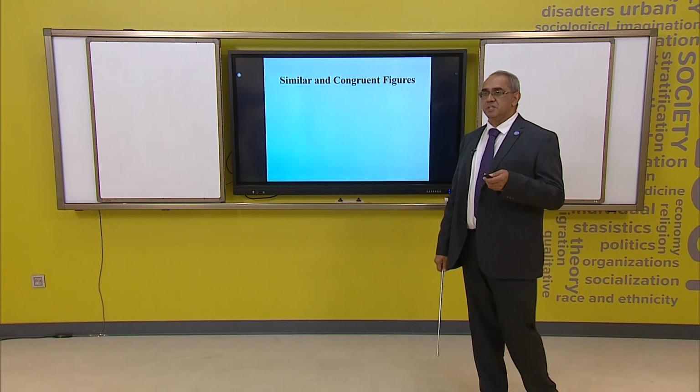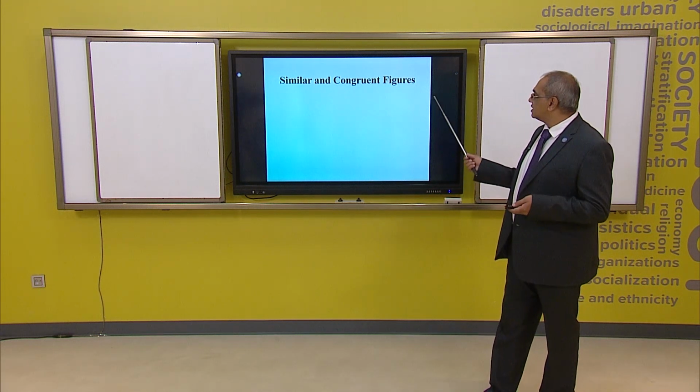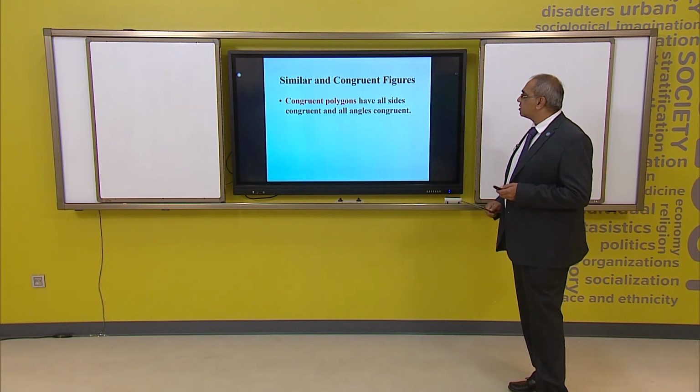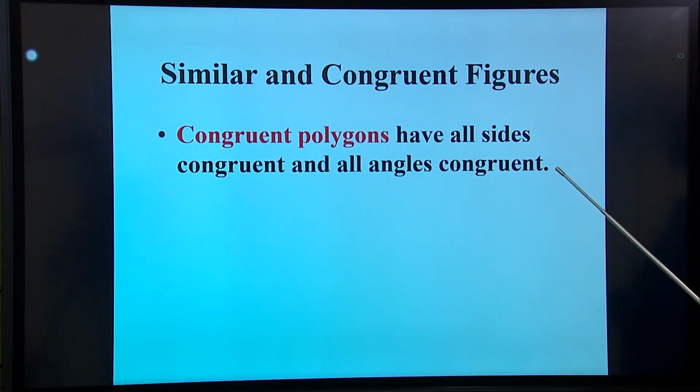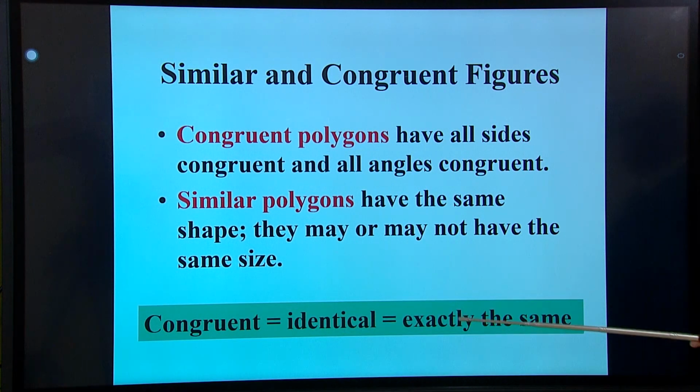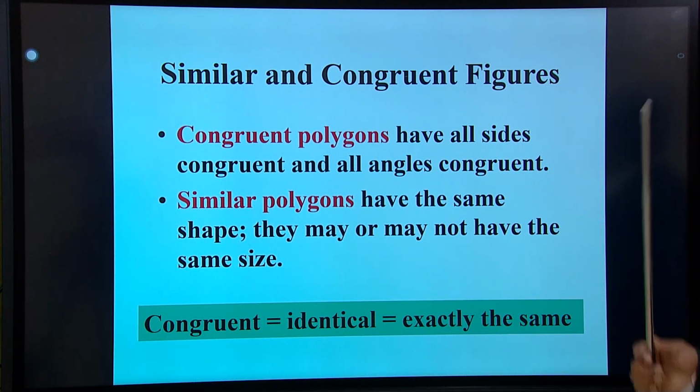Right, now to get into the skills. Similar and congruent figures. We look at congruent polygons, which have all sides congruent and all angles congruent. So there's a funny word that we are throwing out there. I'll come back to that properly just now. Similar polygons. Polygons, many-sided figures, have the same shape. They may or may not have the same size, right? Let's talk about this. Congruent. That word means identical, exactly the same.